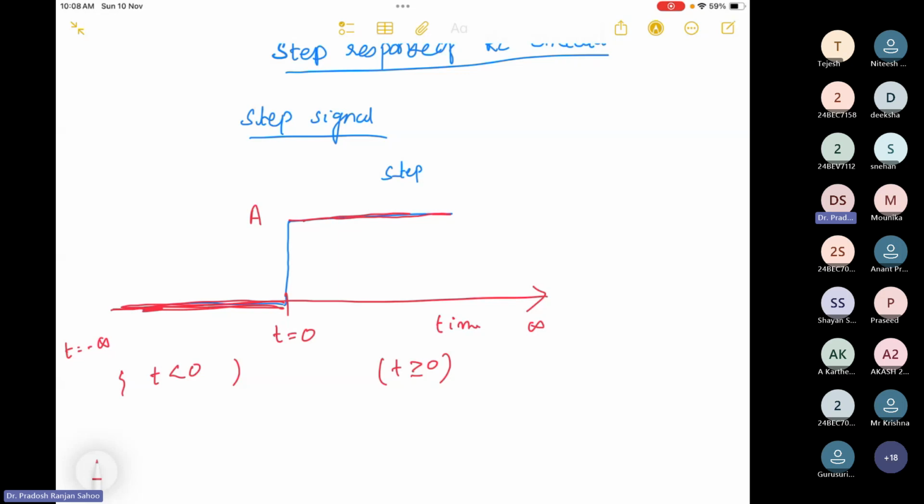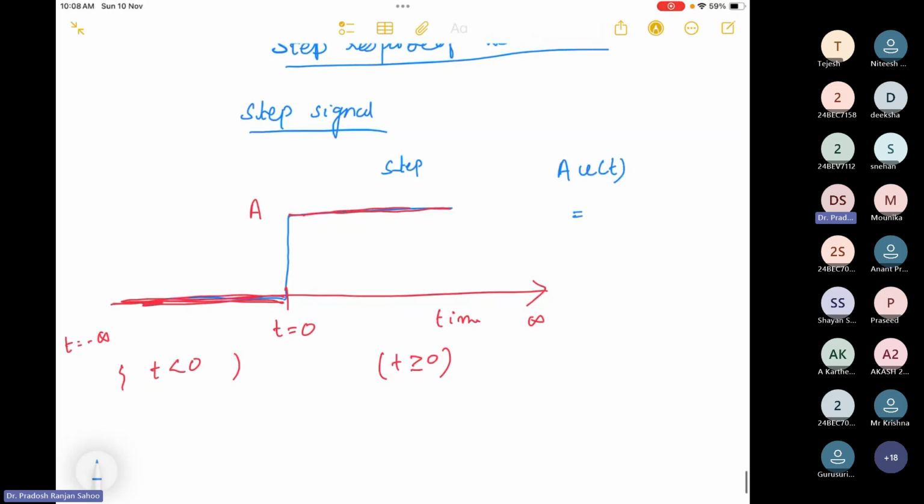So here the step signal we represent as A of u(t). So the value of A u(t) equals A when t is greater than or equal to 0, and the value will be 0 when t is less than 0. That means it acts as a switch. Before t equal to 0, the value will be 0, and after t greater than 0, the value is treated as A. So A is nothing but the amplitude.